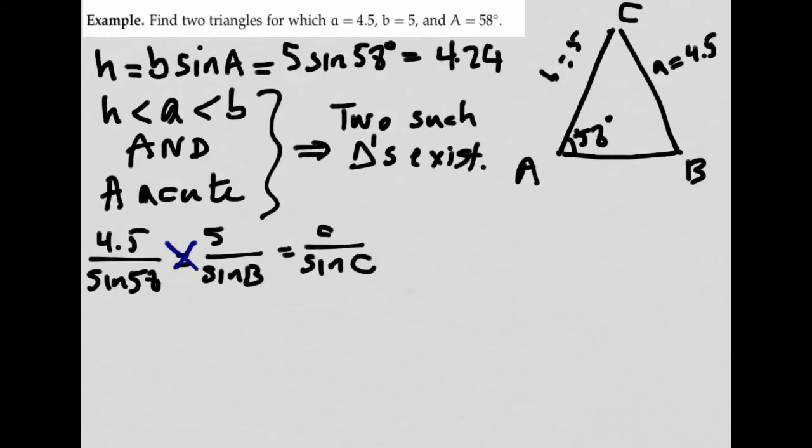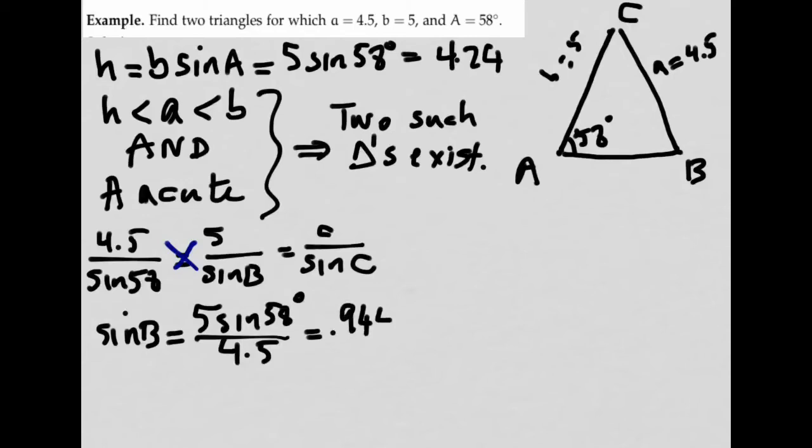If we cross multiply, we can solve for sine B, which is equal to 5 sine 58 degrees divided by 4.5. Using your calculator, we find that that's equal to 0.942276.